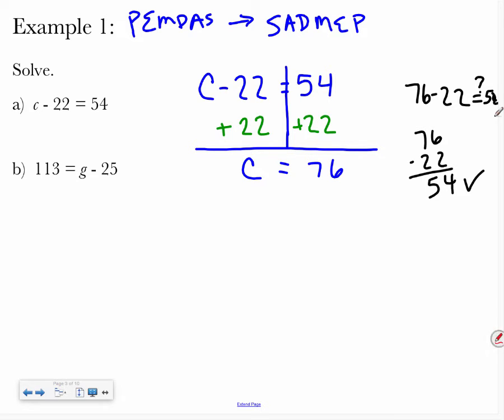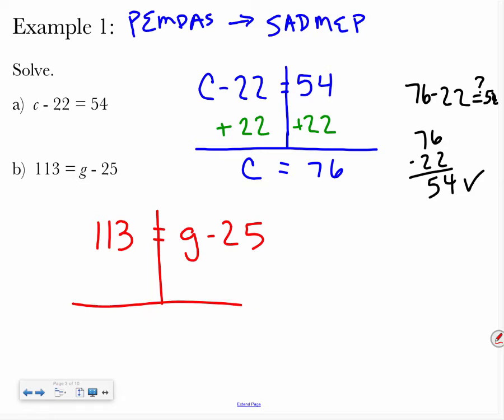Let's try it again, but this time we have 113 equals g minus 25. If we tee it up, how do we get g by itself? We have g minus 25, so we want to get that to 0. G and then a 0. So minus 25. If we add 25 to that, that'll leave us with just g. But if we add 25 to the right-hand side, we have to add it to the left-hand side. So now we have g by itself.